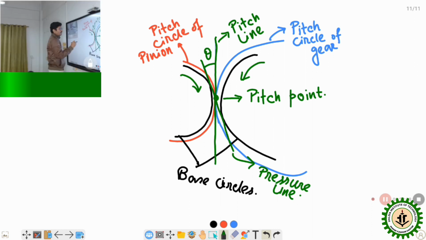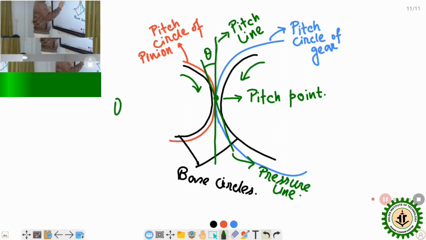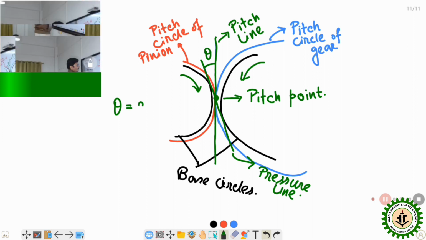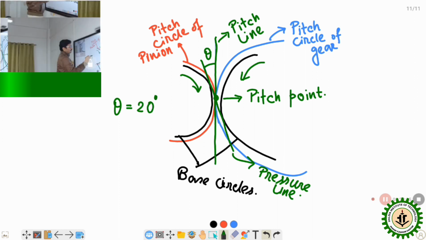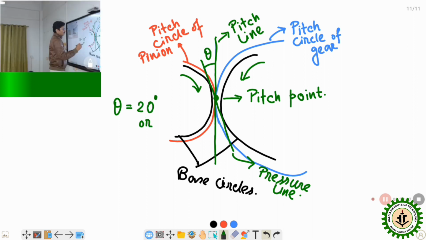Now, how much pressure angle is allowed? The pressure angle theta can be either 20 degrees or 14.5 degrees. These are standard values. You can find any gear all over the world, and the pressure angle will be either 20 degrees or 14.5 degrees. So these are the standard values of the pressure angle.